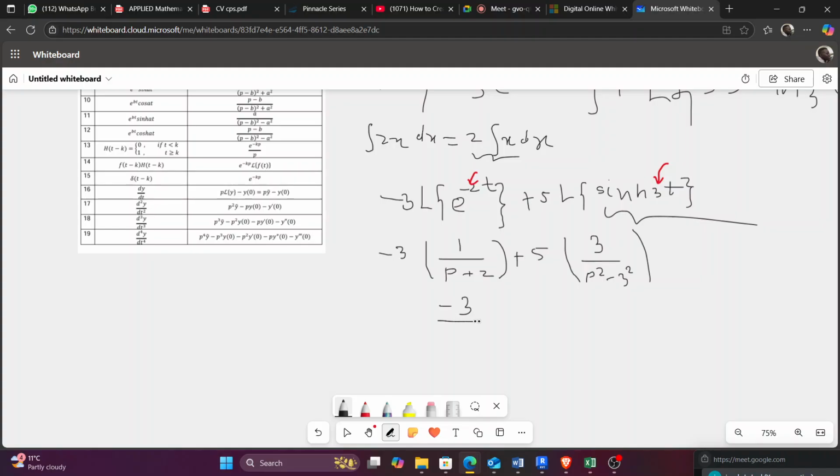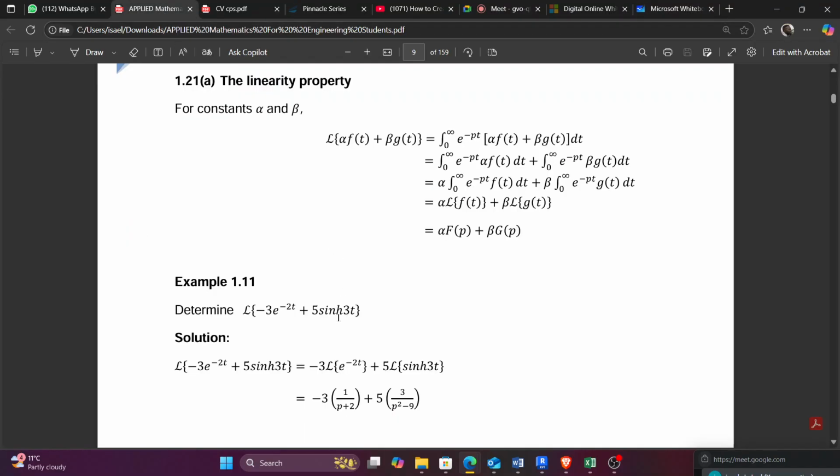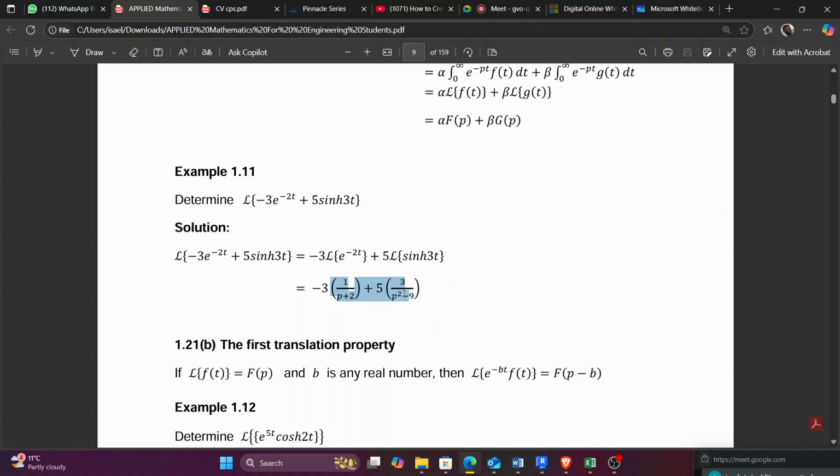So if you can do this, guys, I'm pretty sure your final answer here will be, if you multiply out, you have minus 3 over p plus 2, plus 5 times 3 is 15 over p square minus 9. So this is just a quick recap of what we did yesterday. Now we have to move to what we have to do tonight. I'm pretty sure that's what they got as answer.